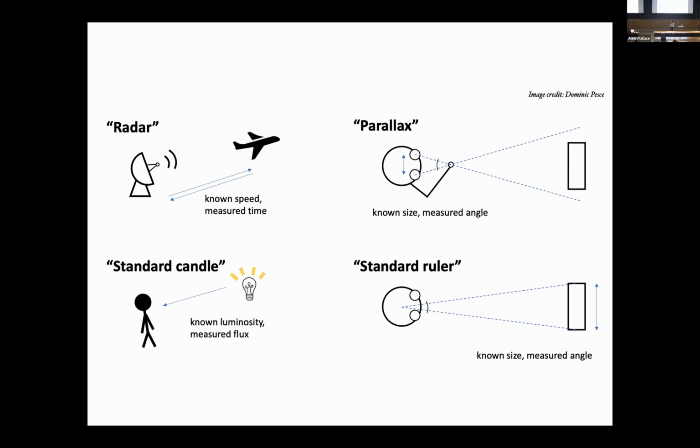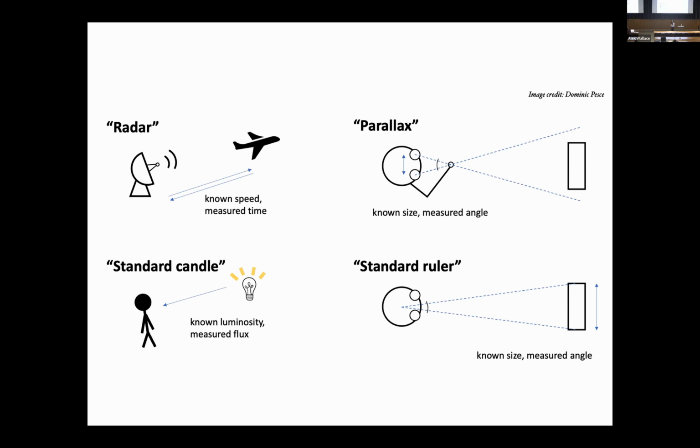So there's 4 basic ways that we know of to measure distances, and those are radar, which is where we have a known speed, so like light usually, and we measure the time it takes for it to get to something and come back. Parallax, which is where we have a known size, in this case, like the baseline that you're moving over some time, and you're measuring an angle, like the angle at which the object appears to move when you move through that baseline.